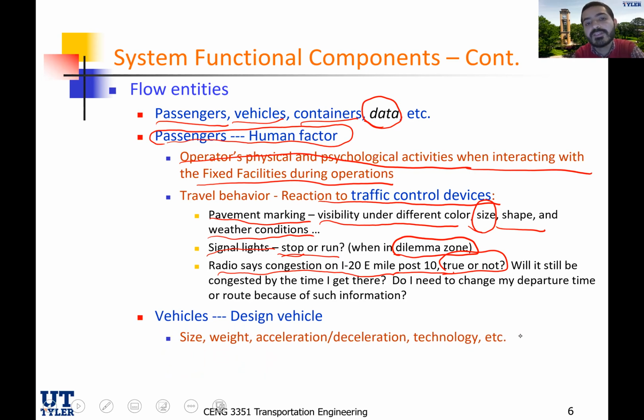Also, besides passengers and human factors, vehicles and vehicle design are very important. Vehicles have been evolving quite drastically in the past 50 years. Believe it or not, even seat belts. Back in the 80s or early 90s, it was not even a law. It was not required. And we used to have lots of accidents related to that. Now it's a no-brainer. You have to have a belt.